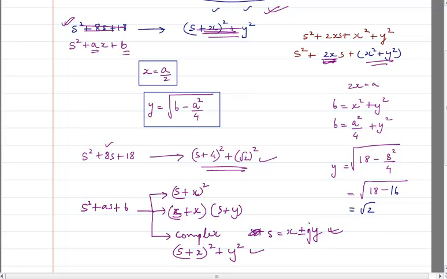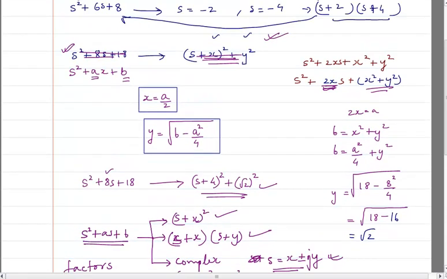So how do you find out? As I said, whenever you get a quadratic form, the first thing you have to check is what are the poles or what are the factors. Once you find the factors, if it is a repeated pole or a distinct pole, the question is very simple. But if the factors turn out to be complex, then you have to write it in this form. And that is the important thing that I wanted to deal with today. So let us see some examples.